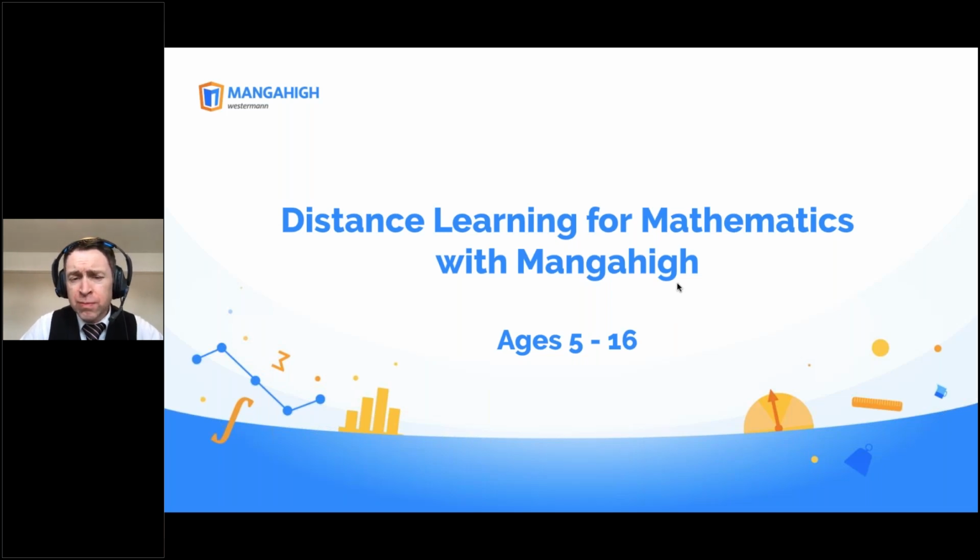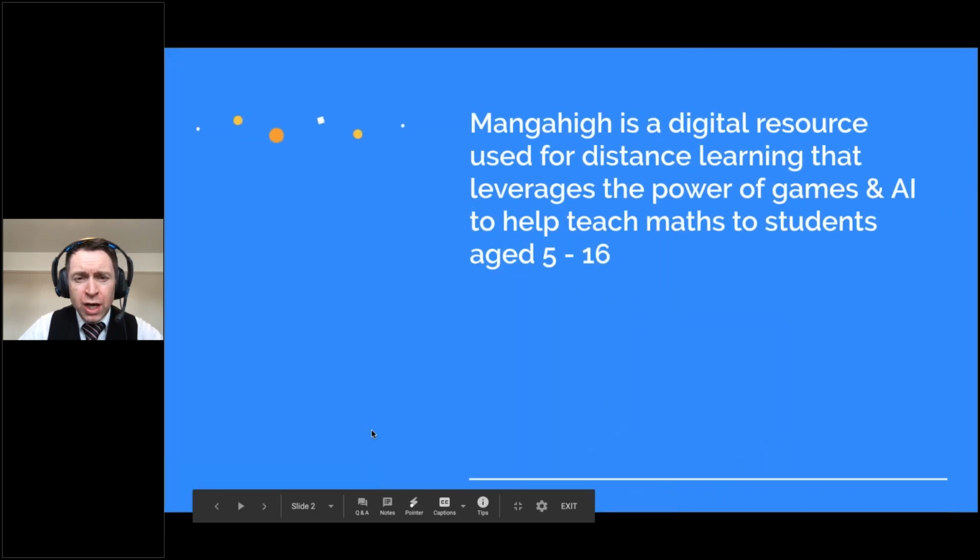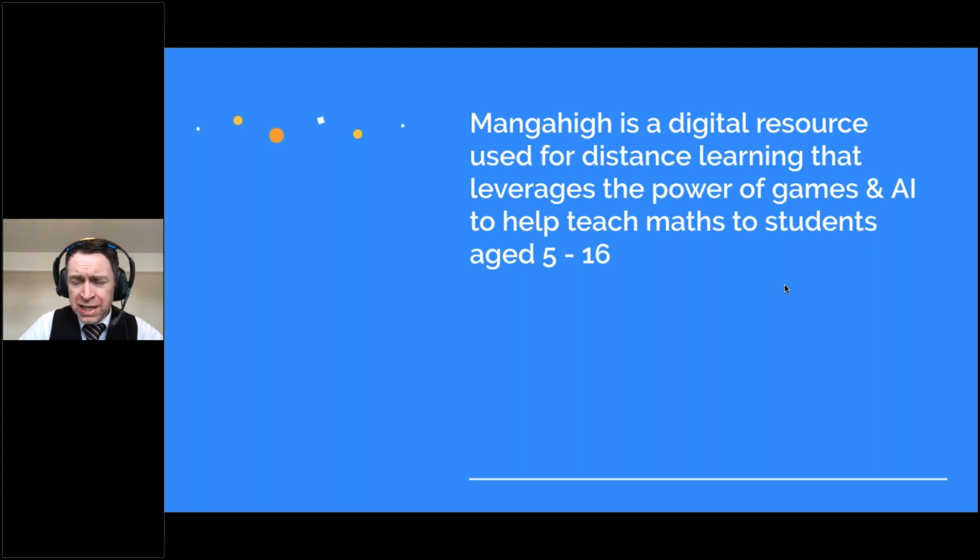So the first thing to say is Mangahigh is a digital maths platform where you can access mathematical content and you can also assess the performance and progress of your students. In essence, that's what Mangahigh is. It provides activities for students from ages 5 to 16, and it doesn't tie students to any particular part of the maths curriculum. So what Mangahigh uses is the power of games-based learning and gaming methodology with things like medals and leaderboards and adaptive play.